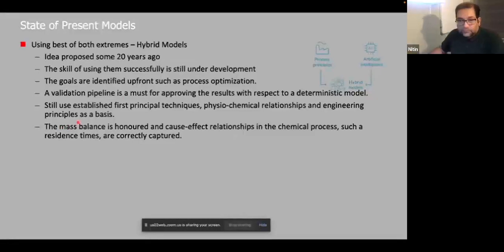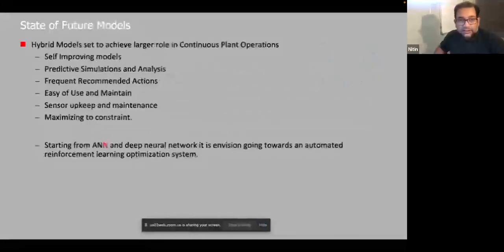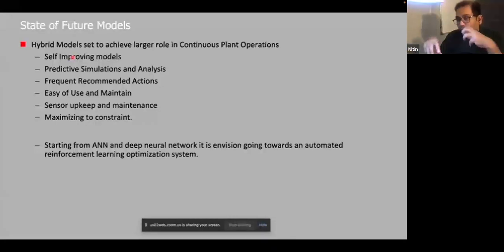Okay. You need to understand how mass balance works, okay, how cause and effect relationships in the chemical processes work, and how they are correctly captured or not. So you need to have a proper boundary on the model. So hybrid models are set to achieve a larger role in continuous plant operation. You can imagine that there is going to be a time when models will be self-improving. Okay, meaning, say for example, you have a car, and from when you start the car, you own the car the first time, to the time it has run for some 4 5 years, you see things are not exactly smooth.